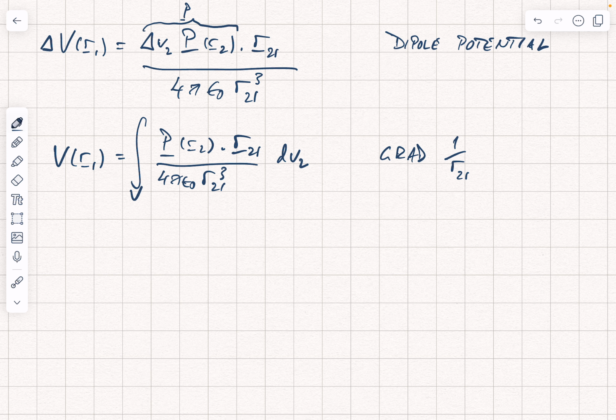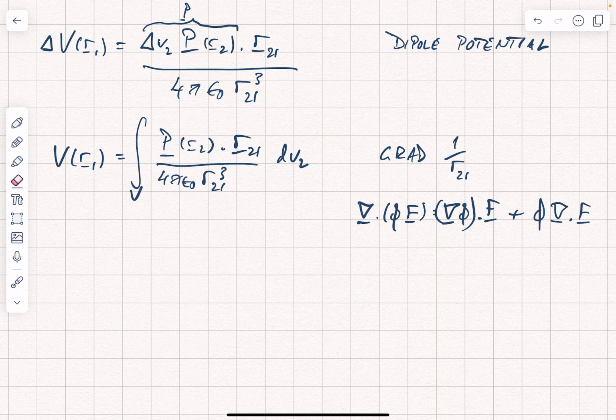And we're also going to use the vector identity: the divergence of a scalar multiplying a vector is given by the gradient of the scalar dotted with the vector, plus the scalar multiplying the divergence of the vector. So when we do that, we substitute those two results in.